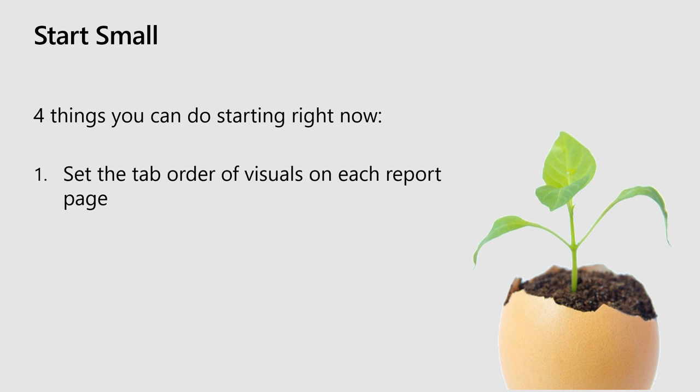So the first thing is to just set that tab order of the visuals on your report page. Go in, open the selection pane, and make sure that when you navigate with a keyboard, and you're literally just hitting tab to go from visual to visual, that matches the same way that you visually consume the report.